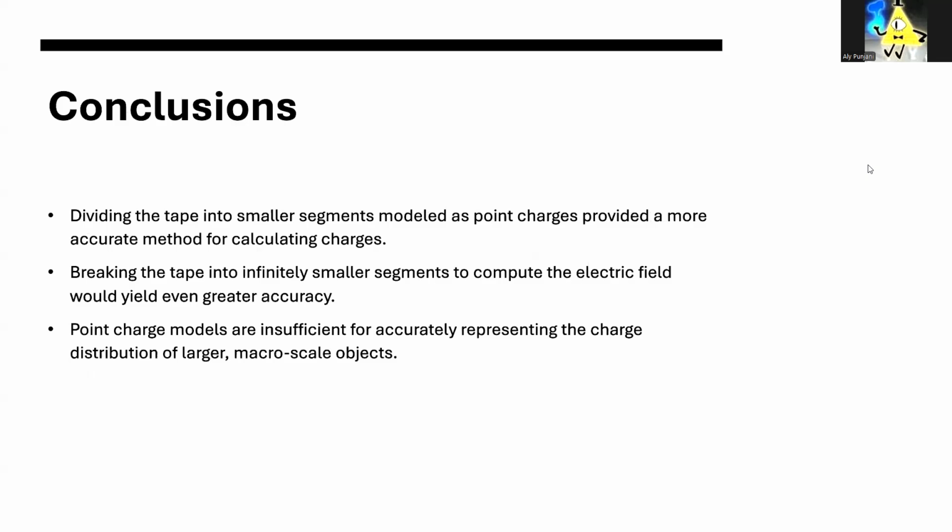Conclusion. Dividing the tape into smaller segments modeled as electrical charges provided a more accurate method of calculating charges. Breaking the tape into infinitely small segments to compute the electrical force would yield even greater accuracy. Point charge models are insufficient for accurately representing the charge distribution of larger macro-scale objects.